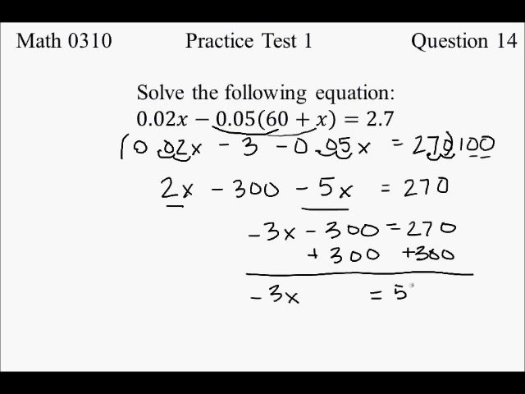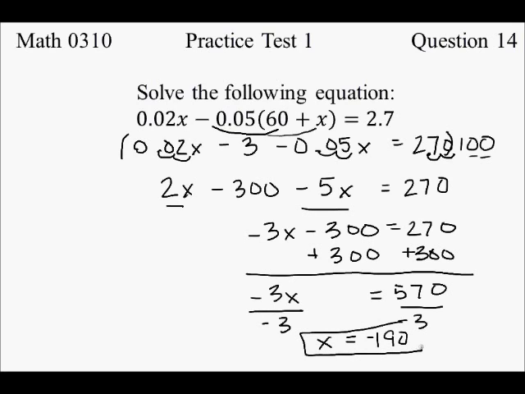And now we need to divide by everything in front of the variable here to get just x, so we divide by a negative 3, divide by a negative 3 over here. So here we just get x, and 570 divided by 3 is 190, and a positive divided by negative is going to make that a negative 190 there. So x equals negative 190, and that is answer choice D.